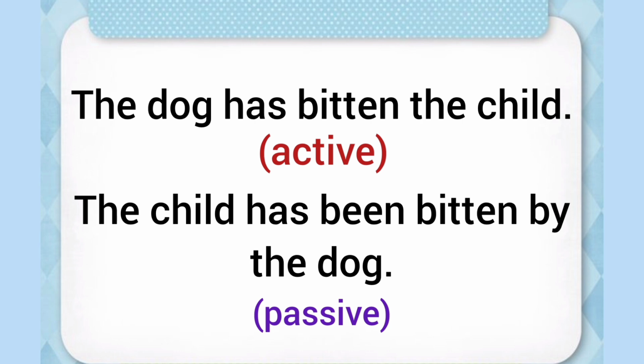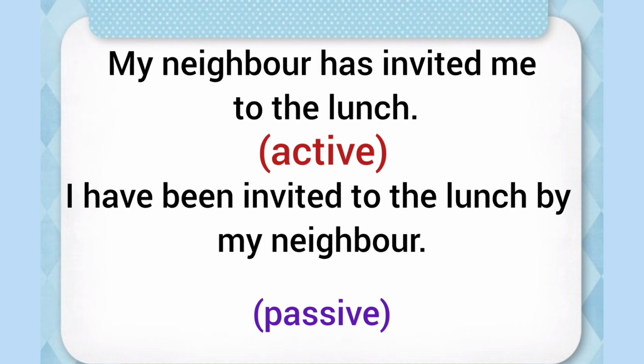Keep one thing in mind that in perfect sentences we already use third form of verb. So that's why we have to add been here. The child has been bitten by the dog. My neighbor has invited me to the lunch. I have been invited to the lunch by my neighbor.